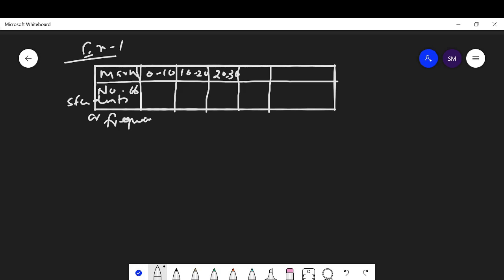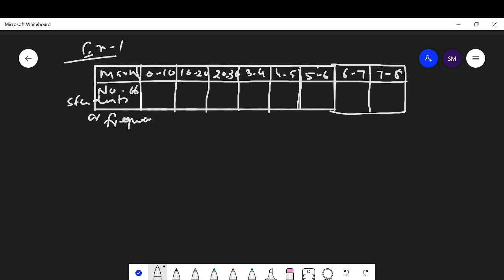How many marks do students score in the entrance test? This is 20 to 30, then next 30 to 40, then 40 to 50, then 50 to 60, then 60 to 70 and 70 to 80. The highest mark is 80 marks.